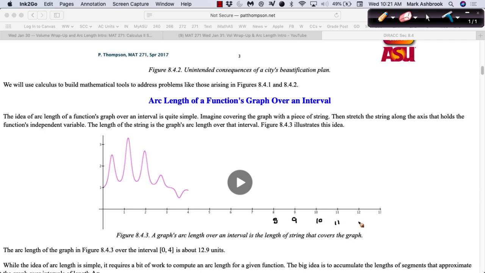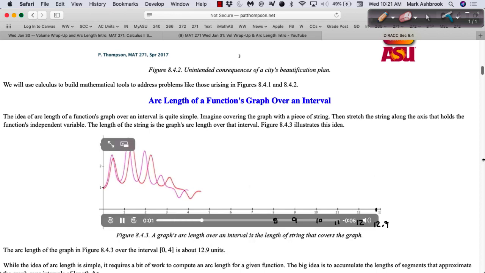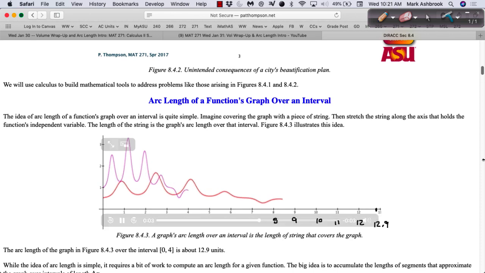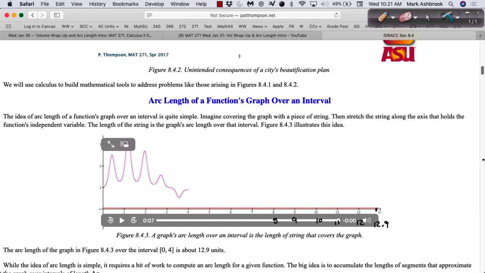So it's actually all the way, so it'd be the equivalent of this whole length from 0 all the way to there, to 12.9. Do you believe it? So it's like you take that thing and you stretch it out. And there it is, 12.9. So that's what we're after here. That's our motivation in arc length. How long is the curve? How long is the arc length?